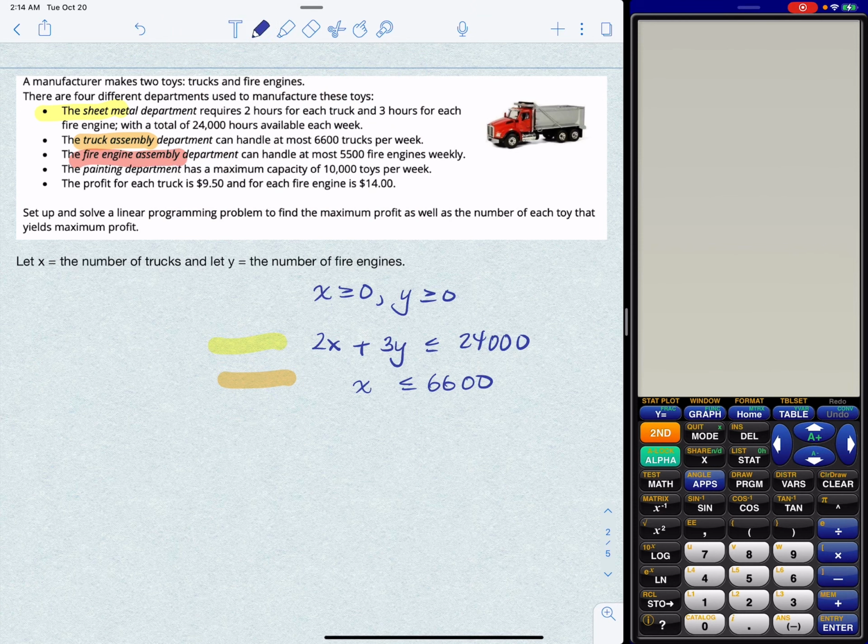Okay. Next one only has to do with fire engines. Now we're told that we can handle at most 5,500 fire engines. So again, just color coding these so it's easier to read. I know that Y is less than or equal to 5,500.